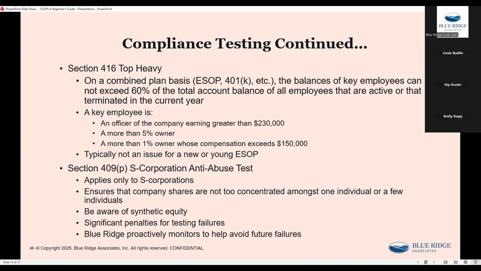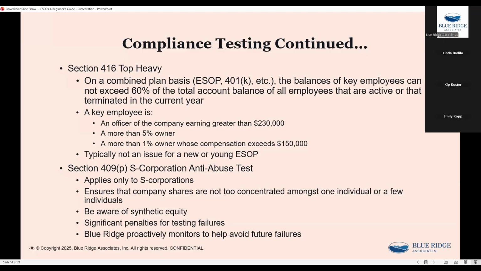Now, when looking at that ownership percentage, that does not consider ESOP ownership. So if the ESOP owns 100% of the company, which is commonly the case, you're not going to have any 5% or 1% owners. So the only way to be a key employee for a 100% owned ESOP would be an officer beating that compensation limit. And you can only have 3 officers. I think it's the lesser of 10% of your employees or 3. So commonly, there's not very many key employees. There's broad-based participation in the ESOP. So this test, it's uncommon for it to fail.